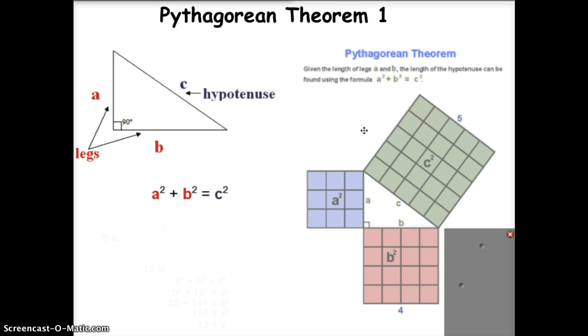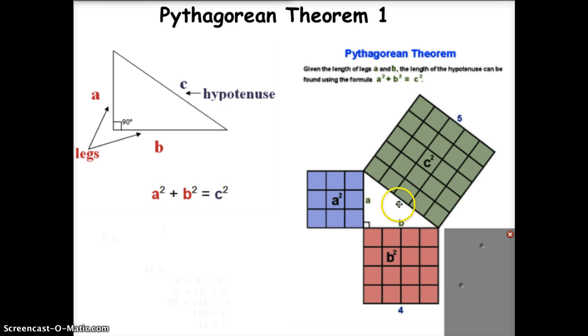In this problem, I have a triangle that has side lengths a, b, and c. Sides a and b are called the legs because they make up the right angle, and side c is called the hypotenuse because that's the side opposite the right angle. Side a is 3 units long, and the square off that side has an area of 9 units. Side b is 4 units long, and the square off that side has an area of 16 units.